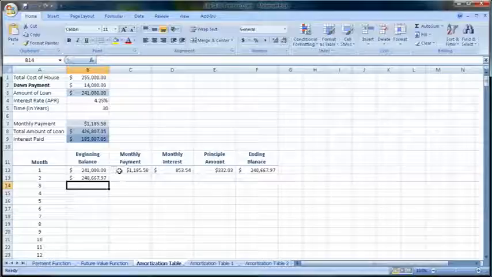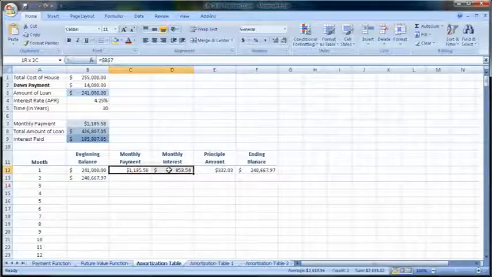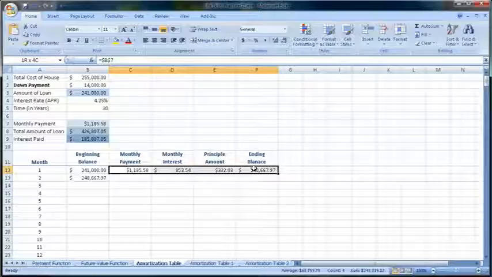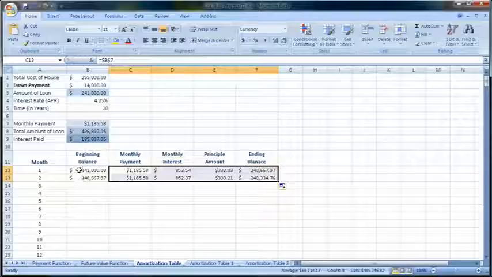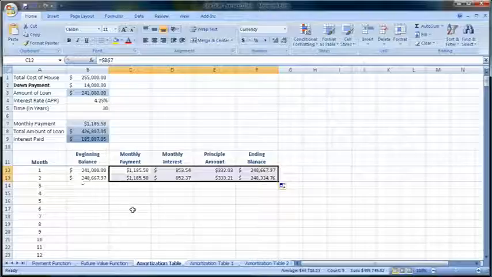So what I want to do is I want to highlight just the monthly payment, monthly interest, principal amount, and ending balance. And I want to fill down one time. Now notice the reason I didn't fill down this number is because it would fill down the 241, and I want the beginning balance to change each month.